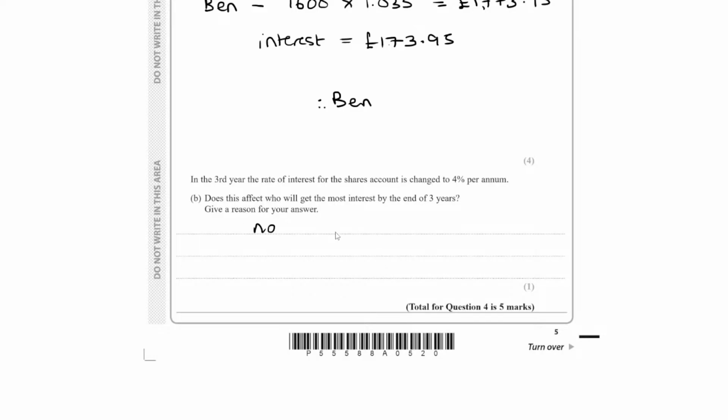Give a reason for your answer. Yeah, Ben already has more. You could also work out if you wanted. They put figures in the mark scheme, but Ben already has more interest, so he would just have even more, wouldn't he? It wouldn't change. Out of the two of them, he has the most. But yeah, you could calculate it if you wanted to. You could change the calculation and use the figures.